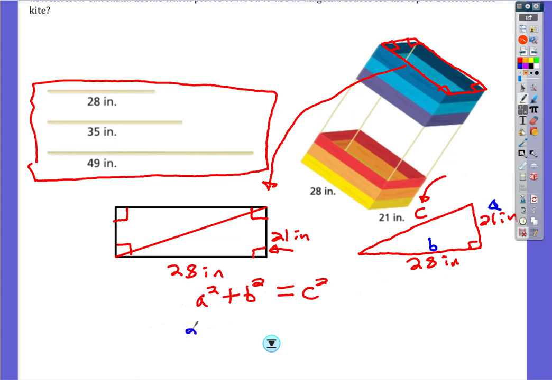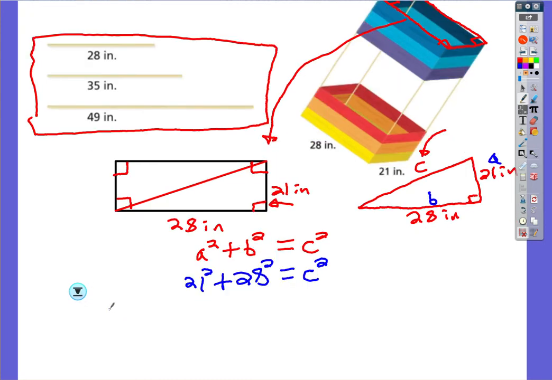So A is 21, so I'll go ahead and write 21 squared plus 28 squared equals my unknown C squared. And now we can just algebra this out. Nothing fancy here. We just go ahead and solve for C. So I'll evaluate 21 squared and 28 squared. If you want to slow down and do these calculations with me, you can. But 21 squared, we will get 441. 28 squared, we will get 784. And that will be equal to my C squared.